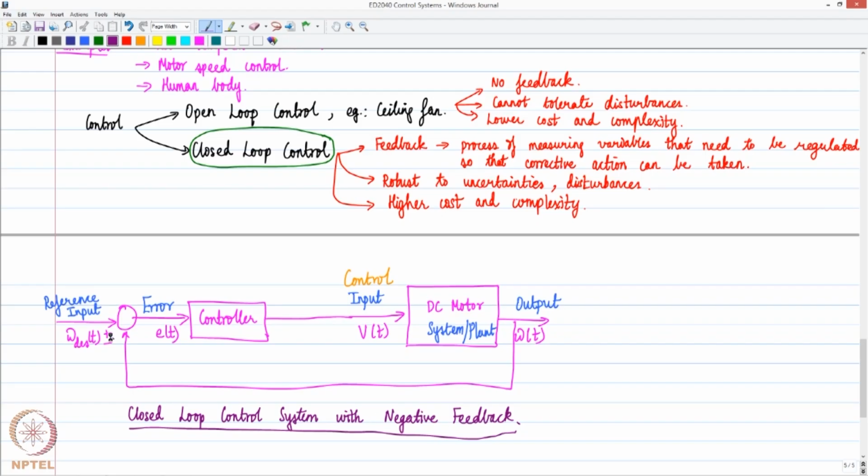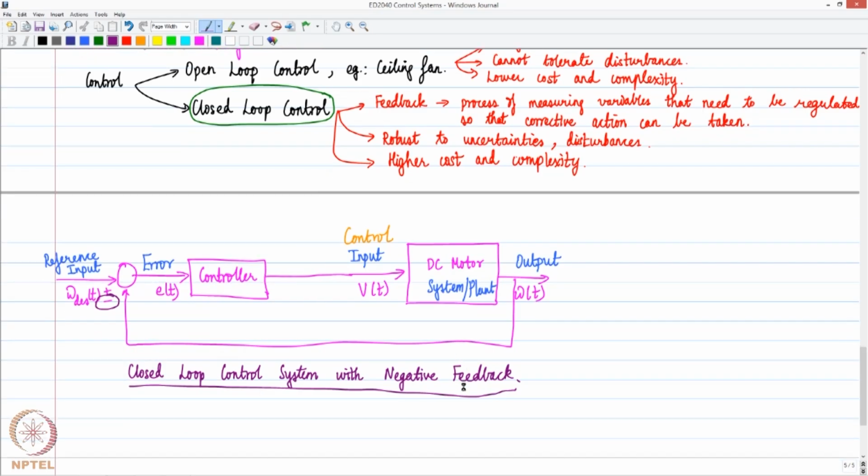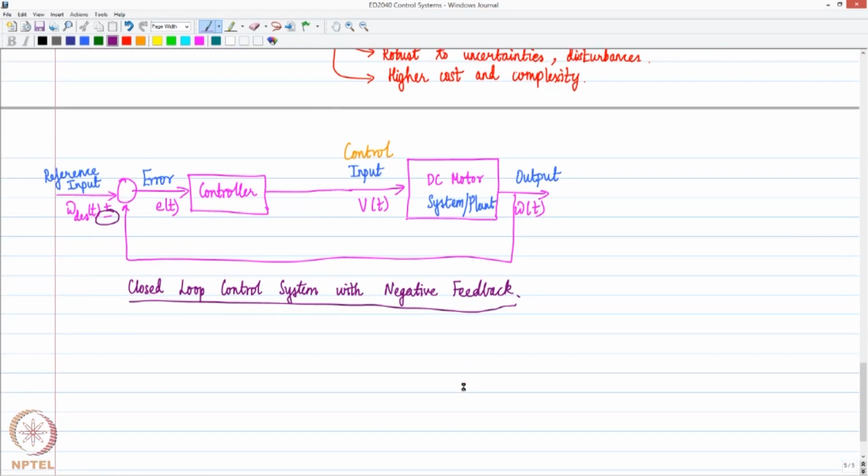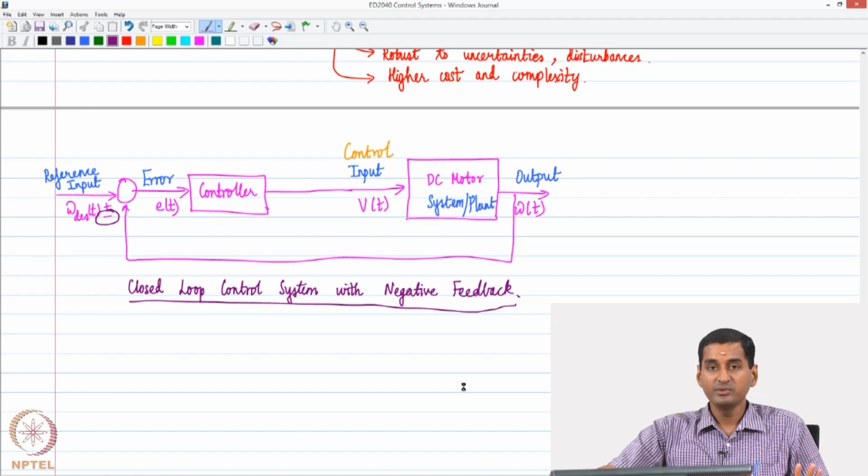Why is it negative feedback? Because at the summing junction you can see that the feedback signal is subtracted from the desired reference input, right. So, that is why it is called negative feedback. So, we are taking the difference between the reference input and the actual output and calculating the error. This is what is called a closed loop control system with negative feedback. So, we can see that this is what we are going to essentially do in this particular course.